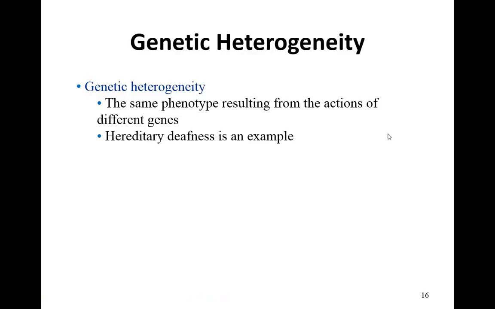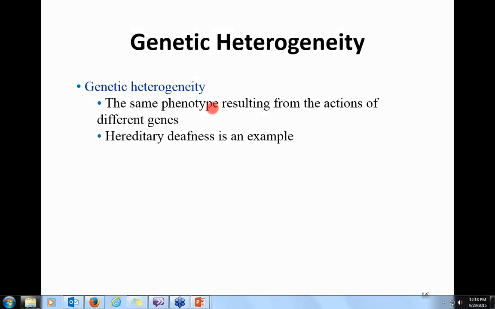Genetic heterogeneity. Now this is hetero meaning different. That means the same phenotype is the result of the actions of many different genes. Deafness is an example. There are many genes influencing it. Many genotypes can cause the phenotype deafness. Dwarfism is another example. Many different genes can regulate the phenotype of dwarfism.